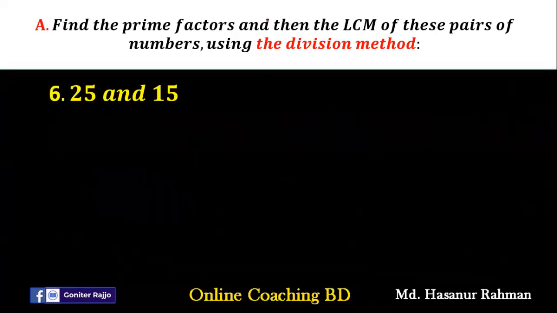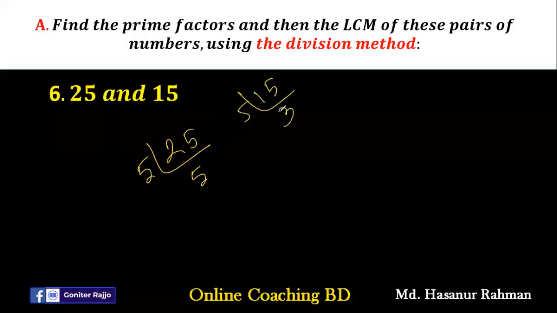Now number 6. Number 6 says we have to find out the LCM of 25 and 15. So how can we find it? We can divide 25 by 5, it will be 5. 5 5s are 25. And again, we can divide 15 by 5, it will be 3. Now we have to find out LCM. 25 is equal to 5 multiplied by 5. 15 is equal to 5 multiplied by 3.